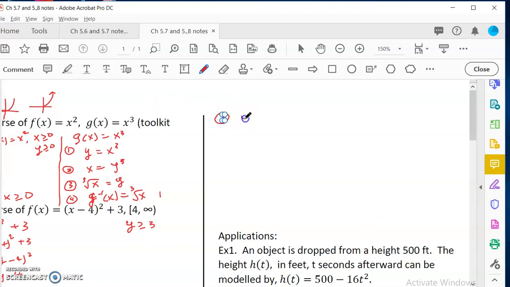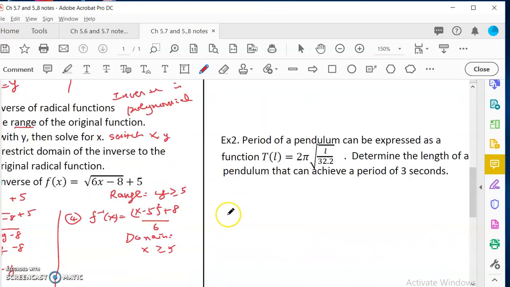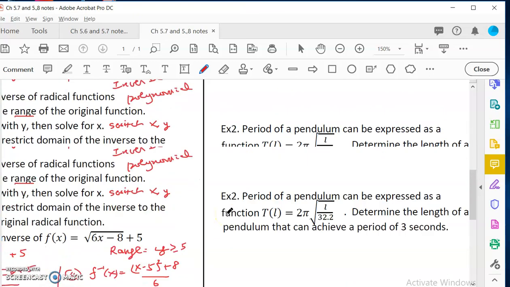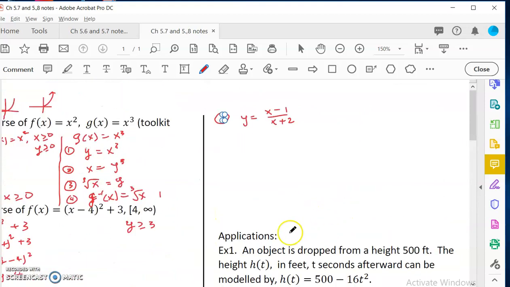Step 1 is y equal to x minus 1 over x plus 2. Let's double check: x minus 1 over x plus 2. And then the second step is always to switch x and y. So I have x equal to y minus 1 over y plus 2. Now I have to solve for y. To solve for y, we have to isolate all the y terms on one side. So multiply y plus 2 on both the left and right. The right hand side will have no y plus 2 because it cancels.